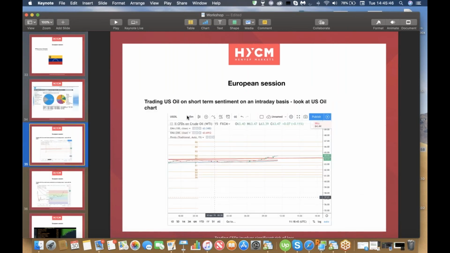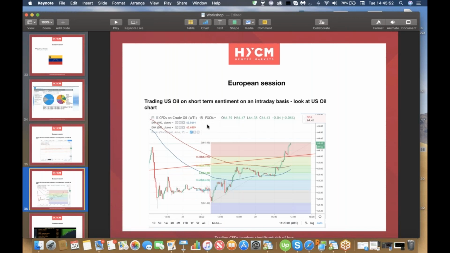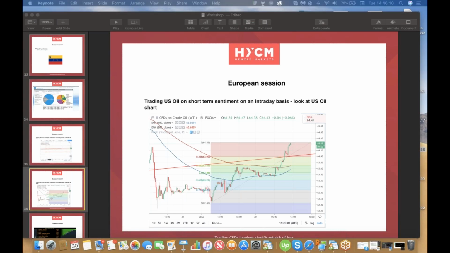So if you're looking at US oil and short-term sentiment, look at the US oil chart, and here we have the US oil chart. Now, if you can remember that intraday trend line, this is there. I've drawn a Fibonacci retracement on this chart. Price has moved since I last did that, so I'm just going to put a fresh one on, and then we'll ask ourselves some more questions.